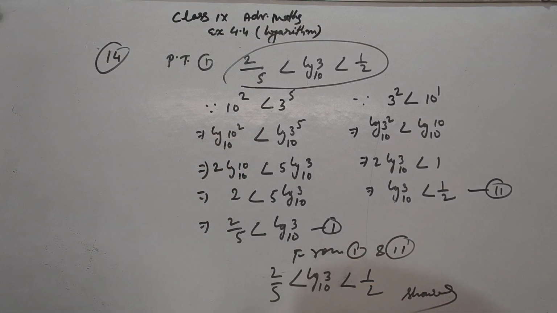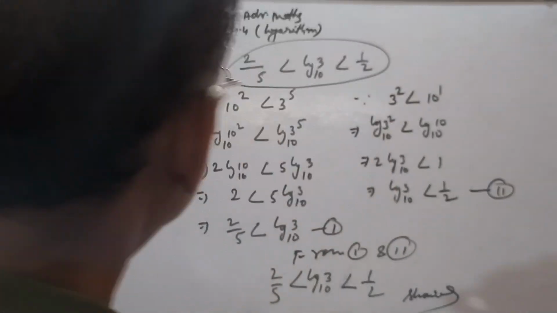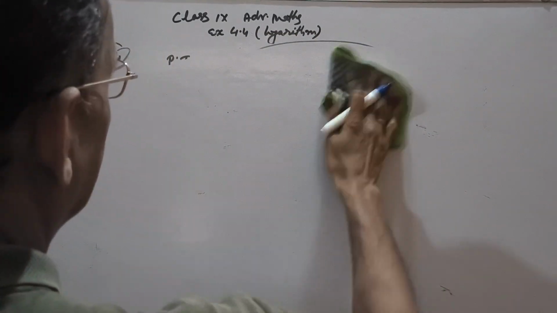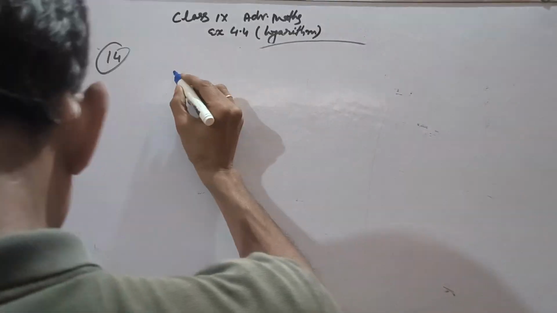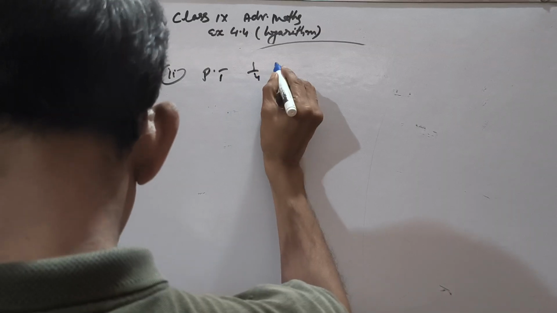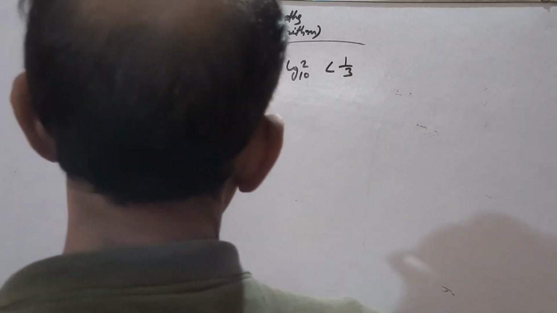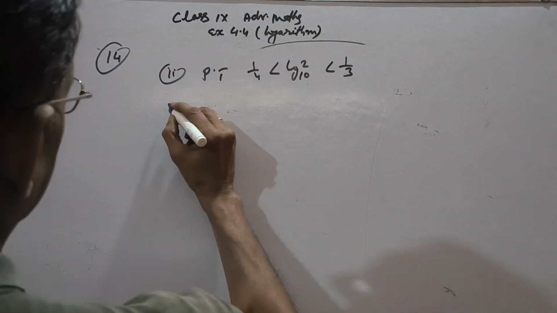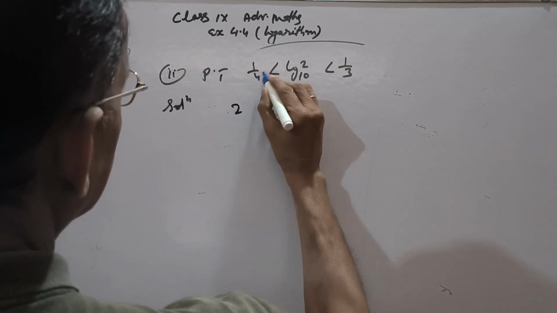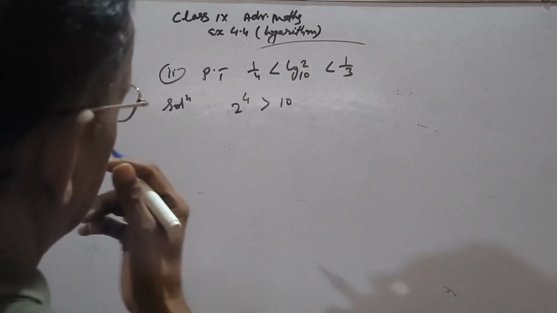Understood? Other sums are similar only, but if you want, I can give you one more sum, the last sum. It will give you the perfect idea, almost similar. So number 2 is given. Prove that 1 by 4 is less than log 2 to the base 10 is less than 1 by 3. Almost the same only. It will give you practice. So start the solution. How will you start? 2 to the power 4 is greater than 10 to the power 1, that is 10.